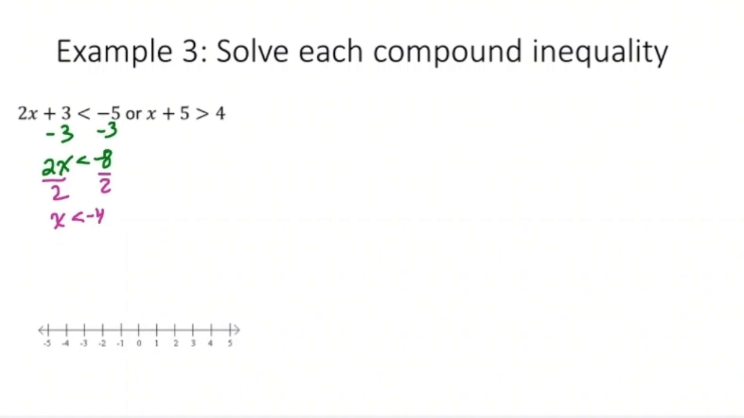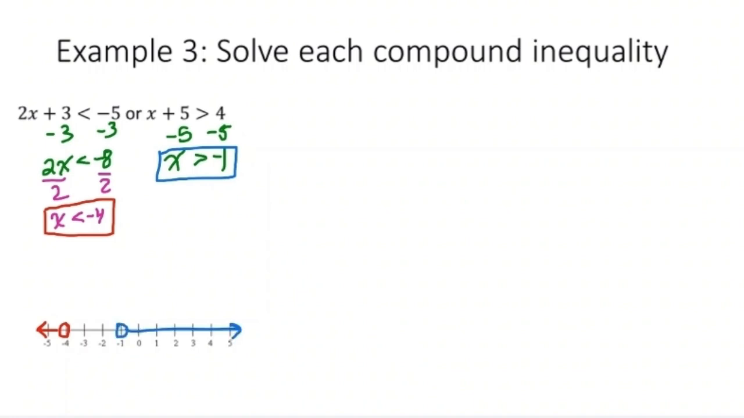In the next compound inequality, now we'll solve the next inequality, x plus 5 is greater than 4, and when we subtract 5 from both sides, we get x is greater than -1. Now, to see what our solution will be for the compound inequality, let's graph each inequality solution one at a time. We'll graph the x is less than -4 in red, and we'll graph the x is greater than -1 in blue, and lastly, we'll turn to our keyword linking the compound inequality.